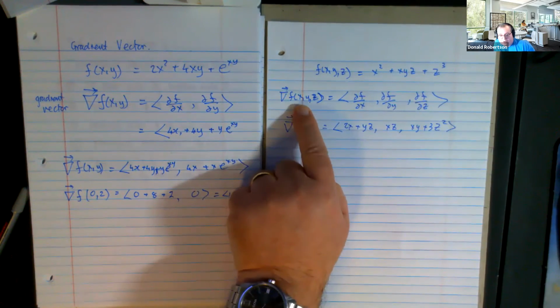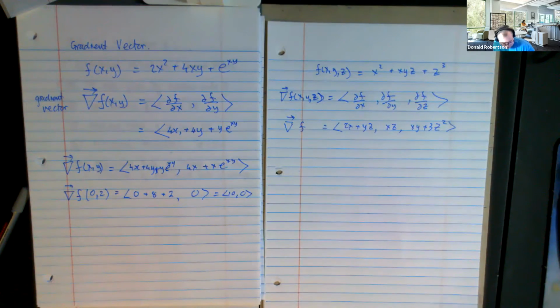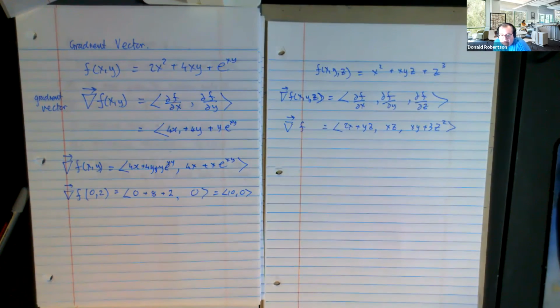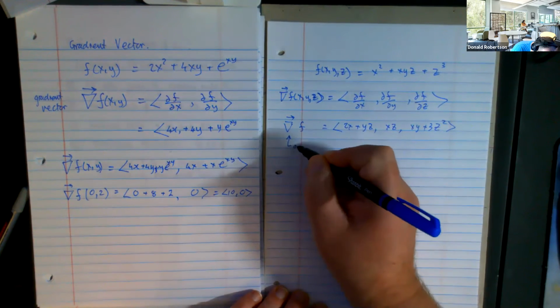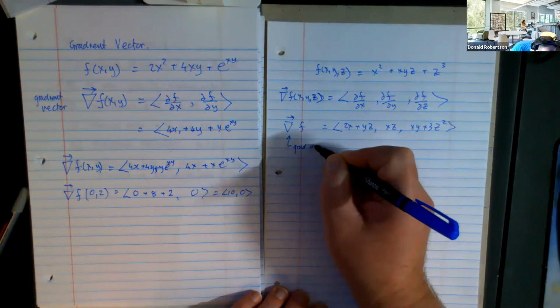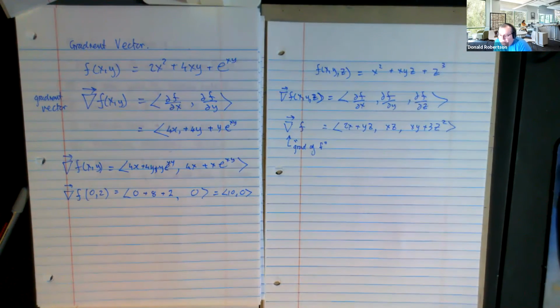Sometimes they don't write the x, y, z. Sometimes they just say delta f. In fact, it's not uncommon to call that the grad of f. So if you look at videos, instead of calling it the gradient vector of f, they just shorten that down to the grad of f. But it means the gradient vector of f.